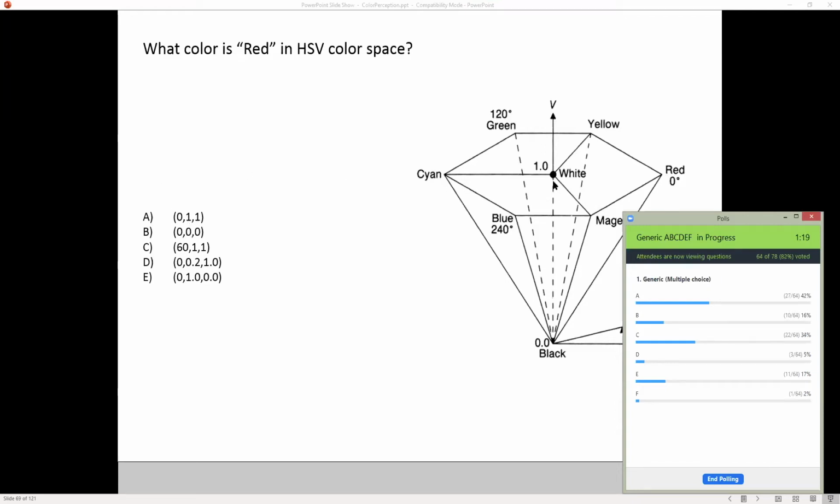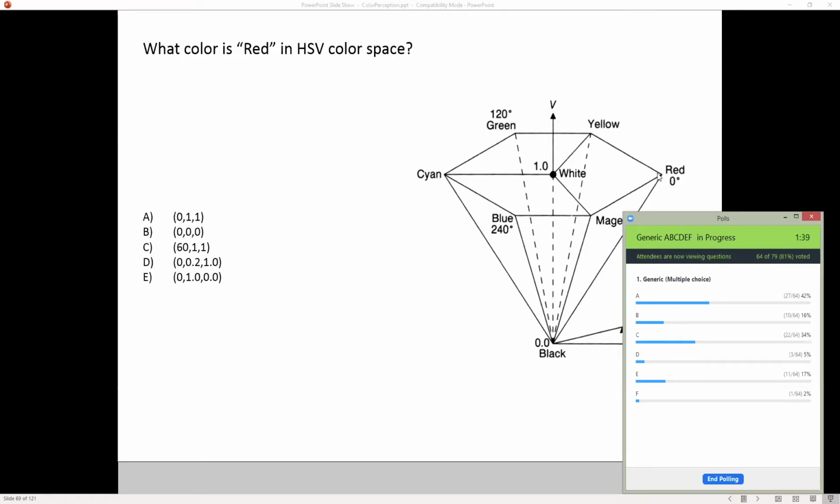Saturation is 1. Now remember, saturation goes from the middle outwards. So we're going to be at the far extremes around this outside edge if we're at saturation 1. So that's out to here. And value 1, so value goes from the bottom to the top. So this is going to be bright. So this is going to be this point right here in this space. So 0, 1, 1 is this point.